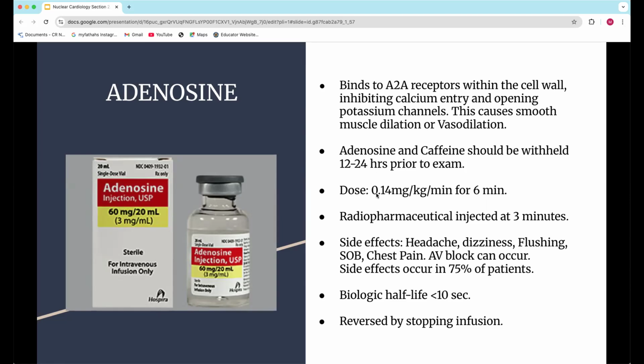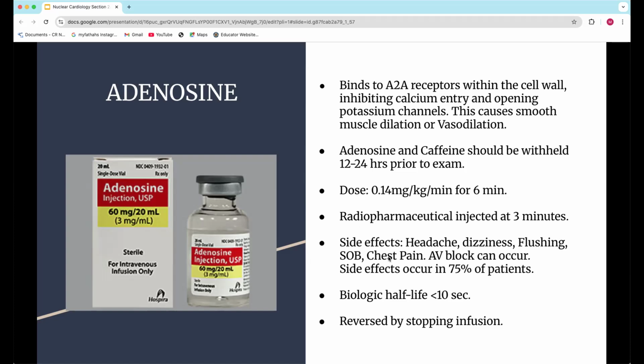So the dose on this is 0.14 milligrams per kilogram per minute for 6 minutes. So typically you have this on a little pump. You'll mix this up in a syringe. And however, depending on how your pump works and the size of your pump, you'll put enough saline in with this that it will give you that dose rate. Radiopharmaceutical is injected at 3 minutes. So again, the adenosine works for a few minutes, inject in the middle, and then you finish out.